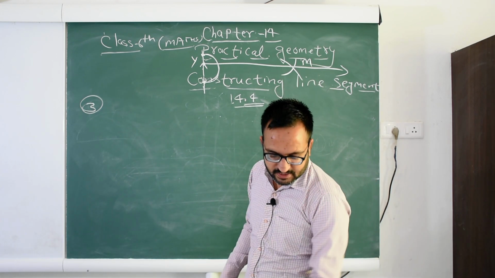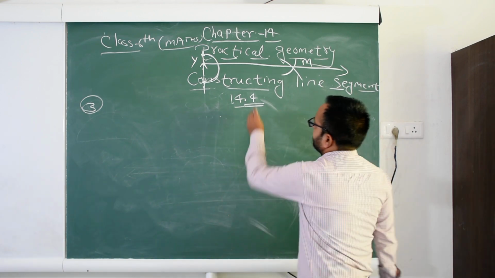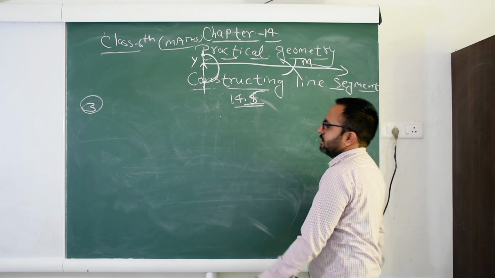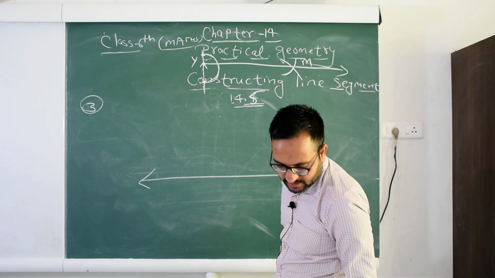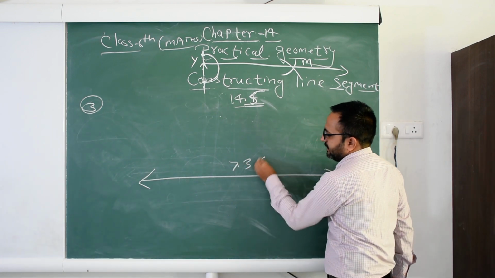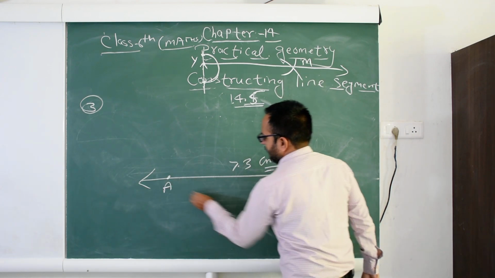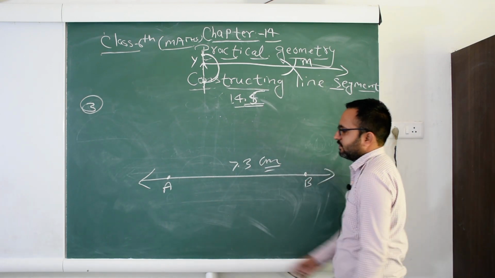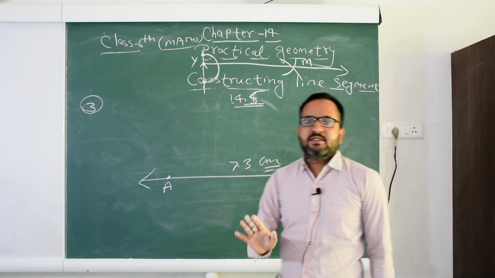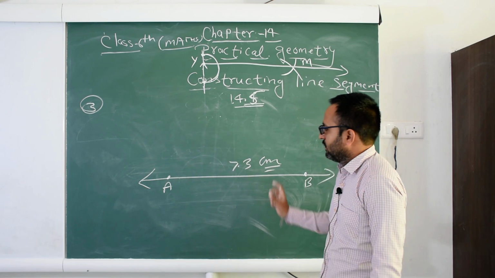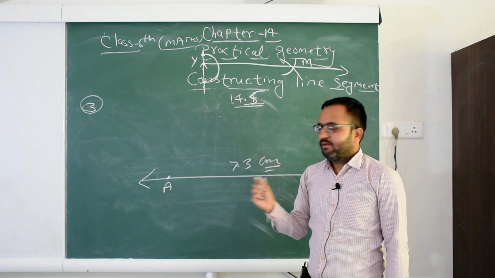Your first question is to draw line segment AB, exercise 14.5. First of all, we draw the line segment with a length of 7.3 centimeters, line segment AB. So this is the required line segment AB of 7.3 centimeters. Now we construct the bisector. For this we use the compass.